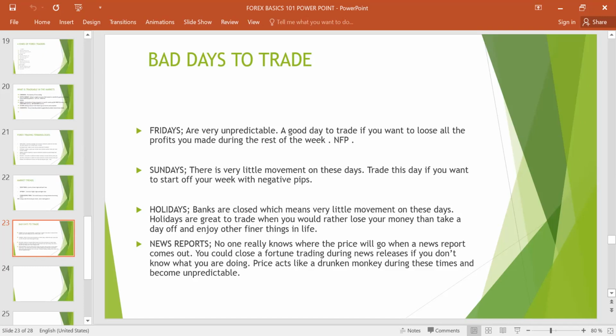Trade this day if you want to start off your week with negative pips. So Sunday midnight, that's when the trades open, and usually you notice they open with a market gap. So when we're doing the analysis in the next class, I'll show you how a market gap is created.